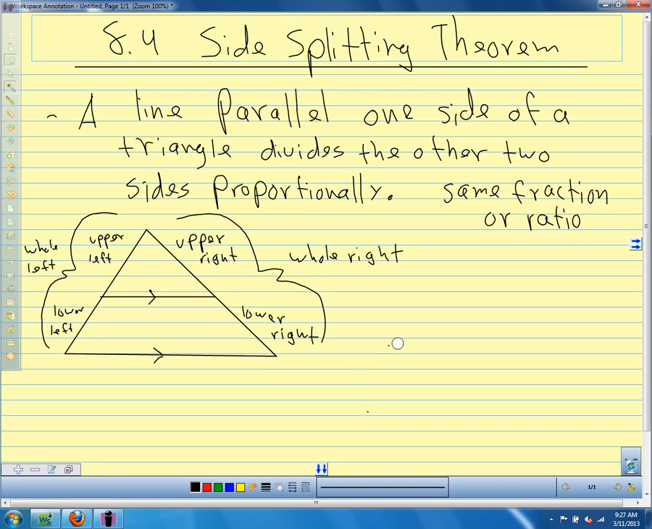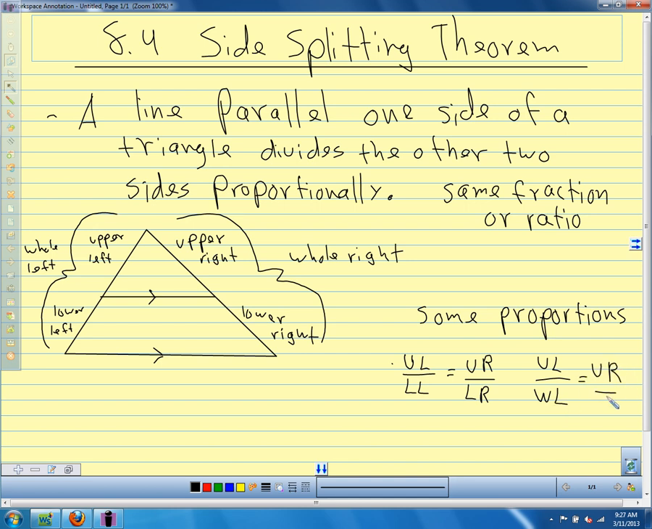We could write some proportions. The upper left divided by the lower left equals the upper right divided by the lower right. So this divided by this equals this divided by that. I could say that the upper left divided by the whole left is the upper right divided by the whole right.